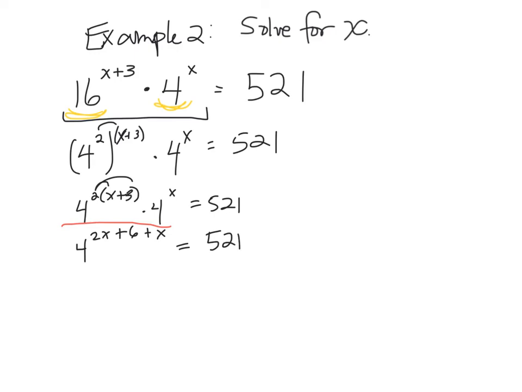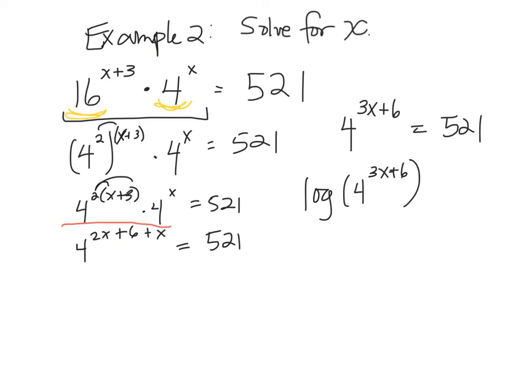So now we have some number raised to this power, 3x plus 6, equals some other number. The bases are not the same. The bases are uncommon. They can't be made to be the same. So now, just like the last problem, we take the log on both sides. So log of 4 to the 3x plus 6 power equals log of 521.